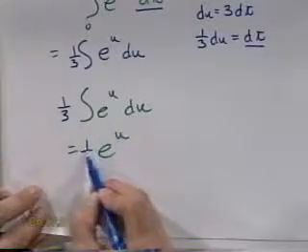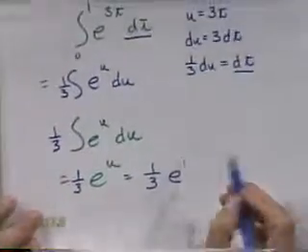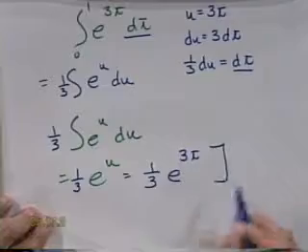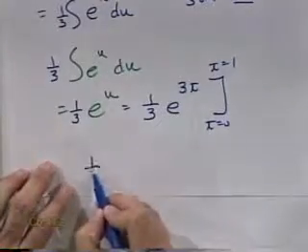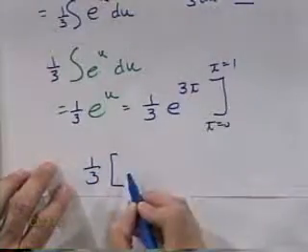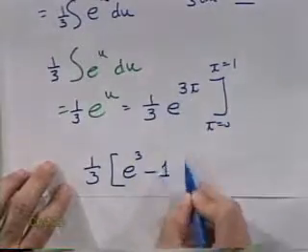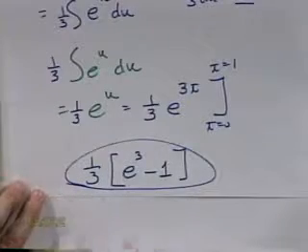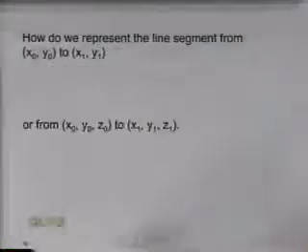E to the u du is e to the u. So it's 1/3 e to the u, which is 1/3 e to the 3t. And we're going from t equals 0 to t equals 1. So I like to factor out my constant here. Popping in a 1 gives me e to the 3rd minus putting in a 0, e to the 0 is 1. And that's my final answer. Okay? So if you ask me, the hardest part's the integrations. Let's do another one.